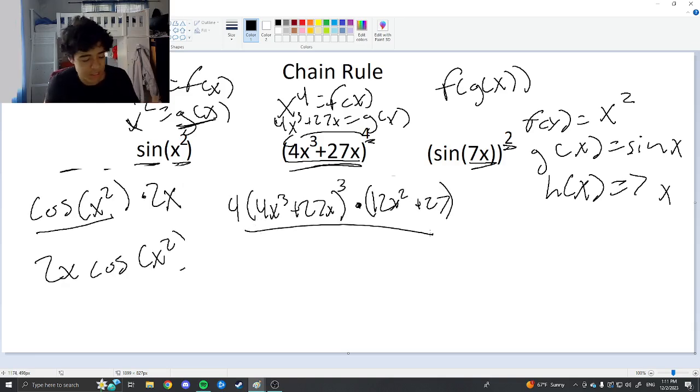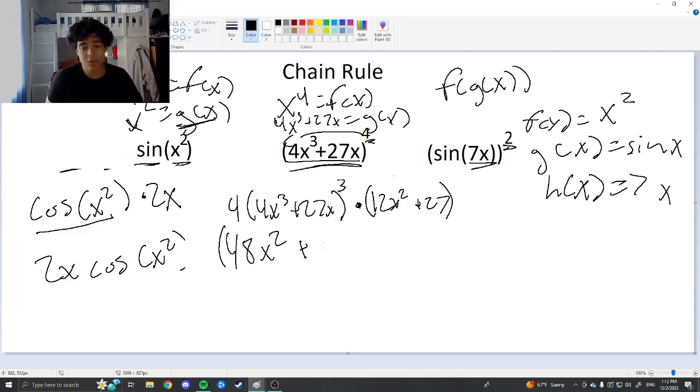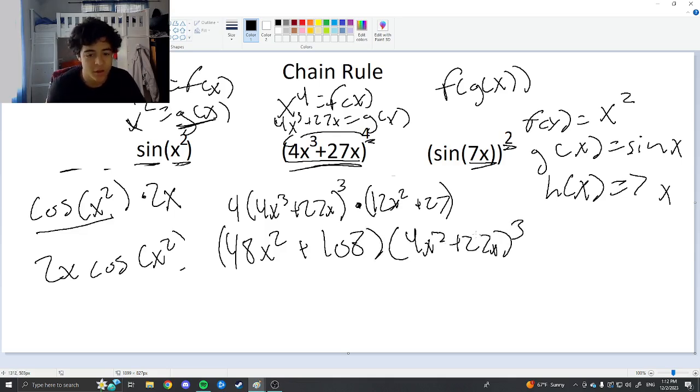You can leave this answer as is, or we can simplify it more if it's on like a multiple choice, and you'd have to multiply this 12 and this 27 by the 4, and you would get 48x squared plus 108 times 4x^3 plus 27x to the power of 3. No one expects you to multiply this out with this exponent, so this answer here is going to be the simplest form that they ever give you.